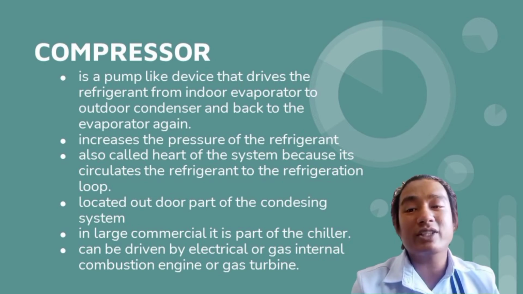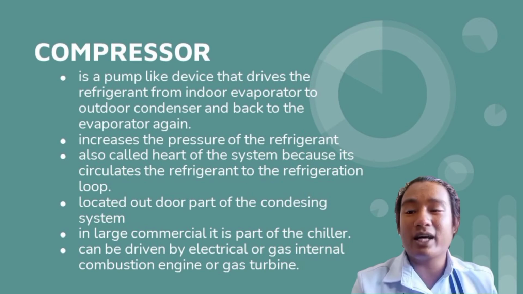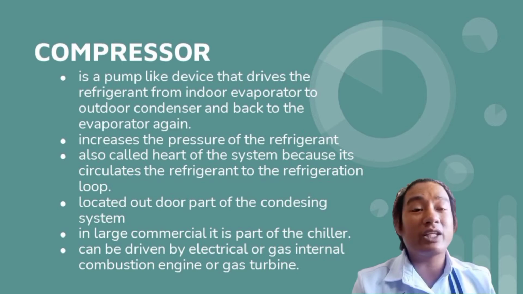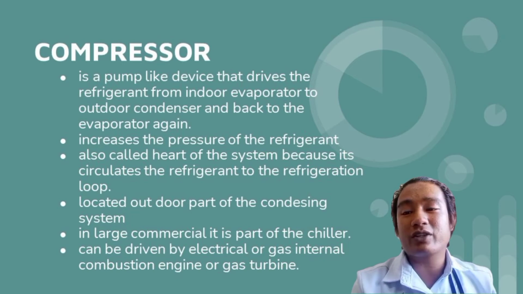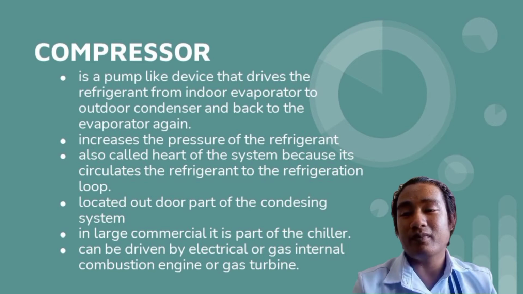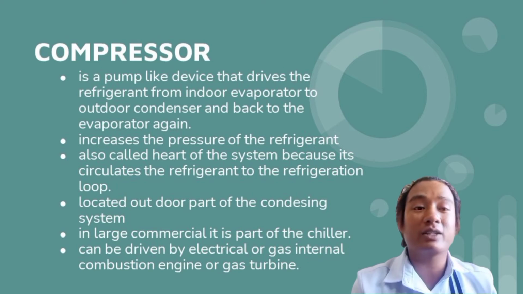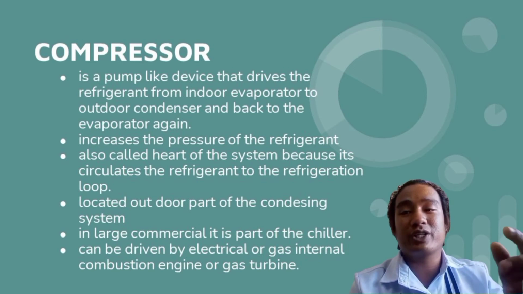In the split air conditioning system typically used in light commercial and residential applications, the compressor is located outside as part of the condensing unit. So the compressor is found outside. But in large commercial installations, the compressor is, as I said, part of the chiller. On large units, the compressor may be driven by a gas internal combustion engine or turbine, or it can be driven by electric, but electric is now the most common way to drive a compressor.